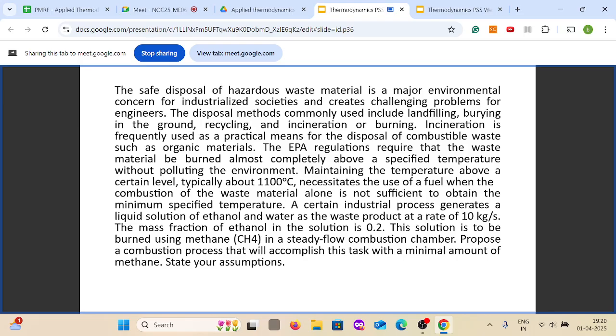A certain industrial process generates a liquid solution of ethanol and water as the waste product at a rate of 10 kg per second. The mass fraction of ethanol in the solution is 0.2. The solution is to be burnt using methane in the steady flow combustion chamber. So since ethanol alone is not enough, you are using methane as a fuel to combust the solution. Propose a combustion process that will accomplish this task with a minimum amount of methane.